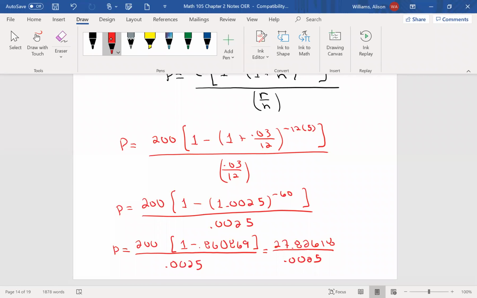And here we go. This is the loan we can afford. Here, I'm going to write it up here for space. $11,130.47. Probably should just round it to 11,130, but there you go. That's the loan you can afford.